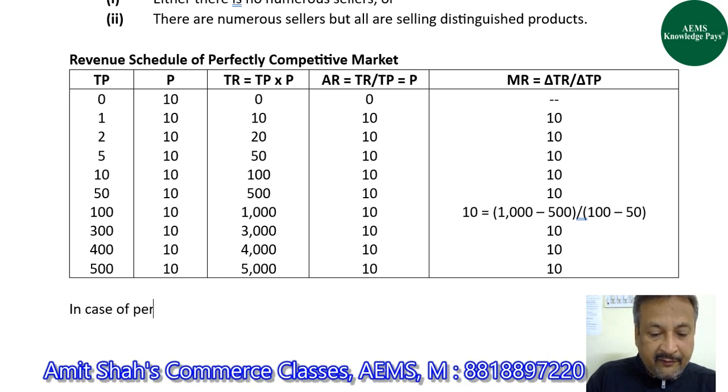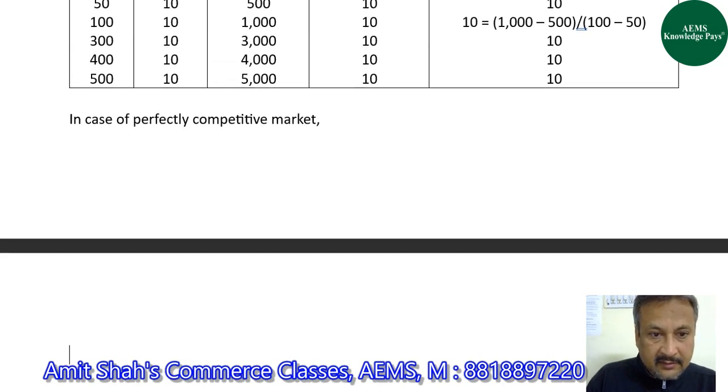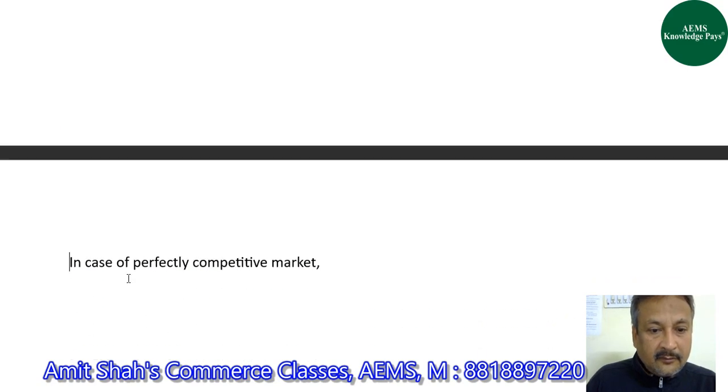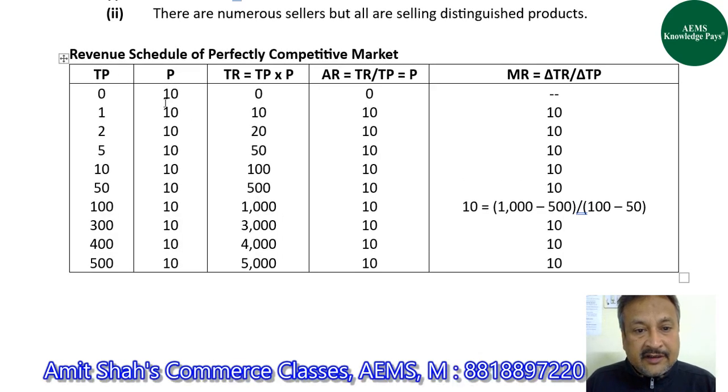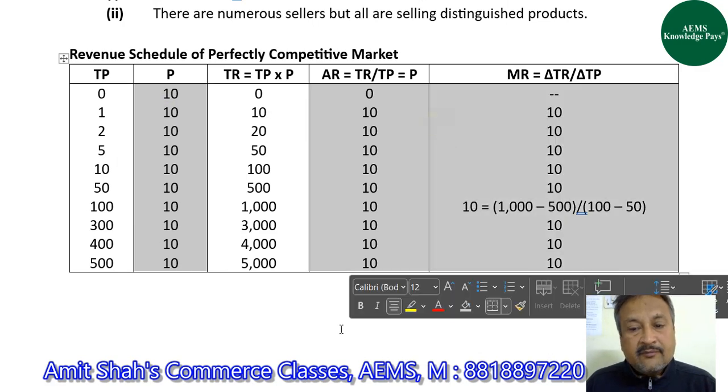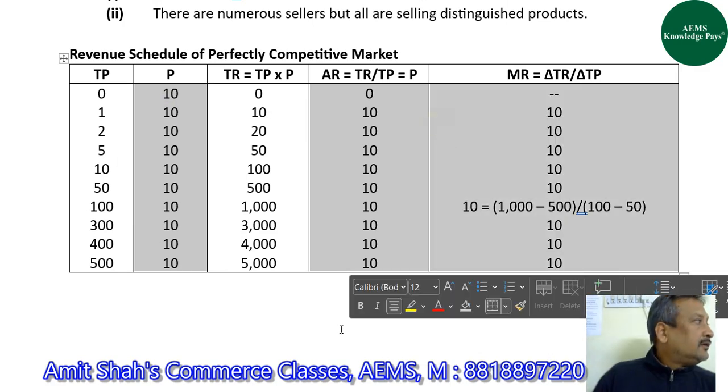So in case of perfectly competitive market, price is always equal to AR, but it is also equal to MR. Price, AR, and MR are always same. You can check it out here. Price, AR, and MR are always same, right?